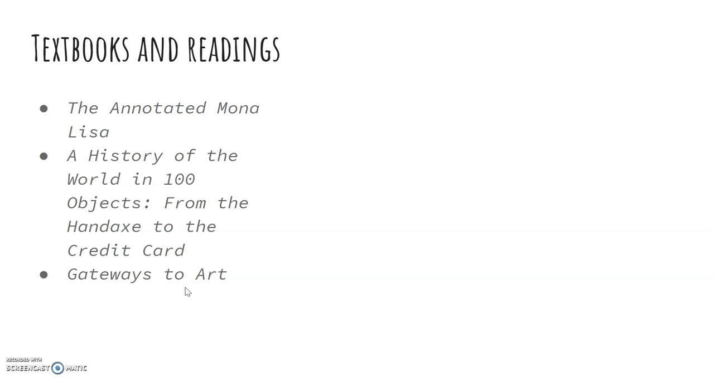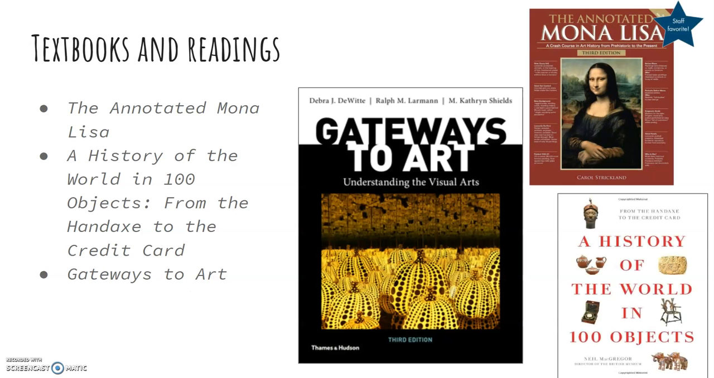Consider some more approachable texts, including The Annotated Mona Lisa by Carol Strickland, Gateways to Art by DeWitt, Shields, and Larman, and A History of the World in 100 Objects by Neil McGregor. These visually rich texts break down content into more manageable chunks. McGregor's book in particular ties in with probable student background experience, providing real modern-day connections to historical artifacts, such as the credit card.